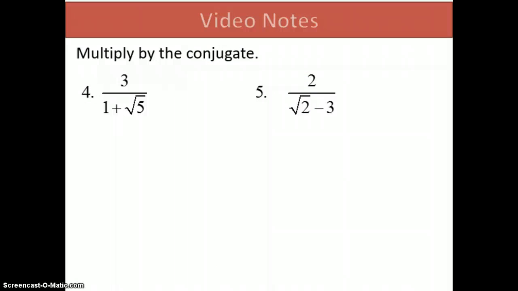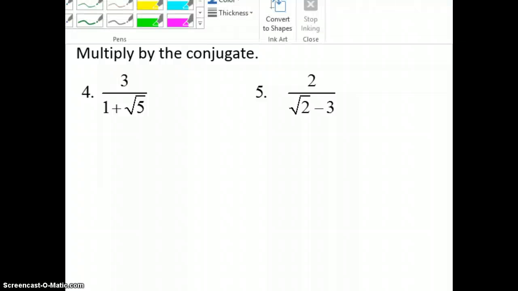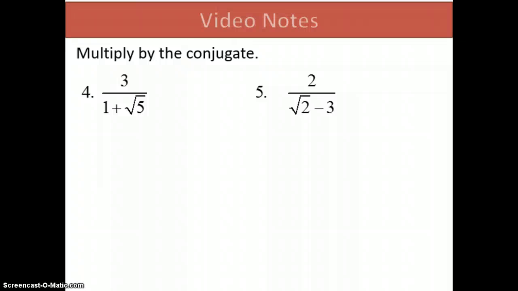Notice these also have square roots on the bottoms. However, they have these plus and minus signs along with them. So these are a little bit of a different process to get rid of the square root. Again, you can't have a square root on the bottom. So what we're going to do is multiply by the conjugate. All that means is we take what's on the bottom here and we change this sign.